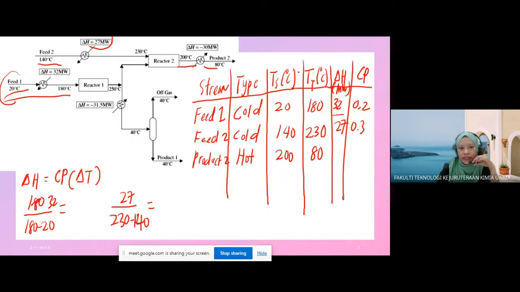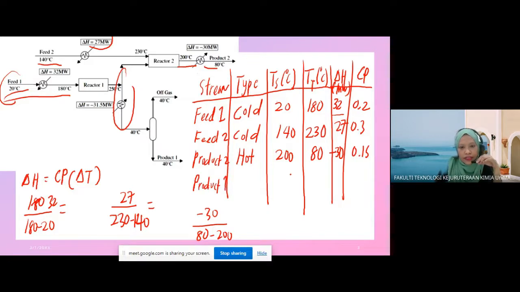And then what is the value of delta H? Negative 30. Now how to calculate CP? Negative 30 divided by 80 minus 200. So you get 0.15. And then what else? You have this stream, product from reactor 1.